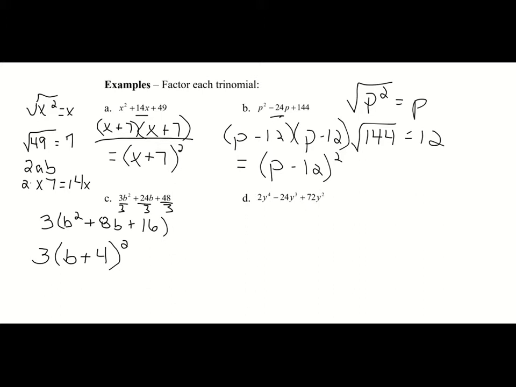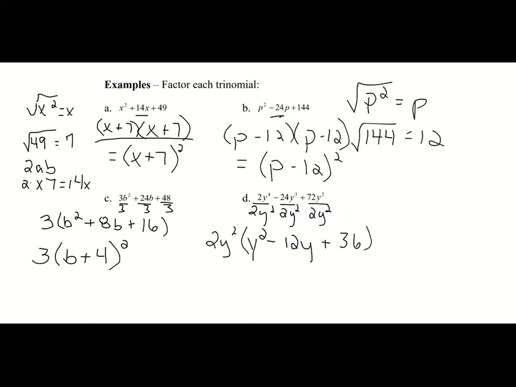Let's see, for D here, I definitely can pull out a 2, and also all three terms have y's, so I'm going to pull out 2y squared. So then I'll put my 2y squared on the outside. That's going to leave me with y squared minus 12y plus 36.